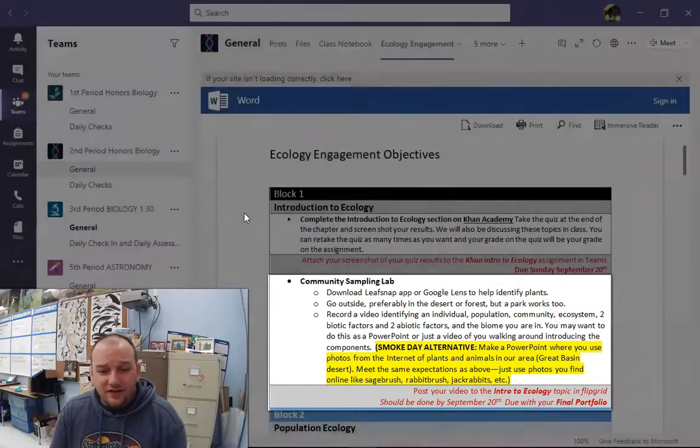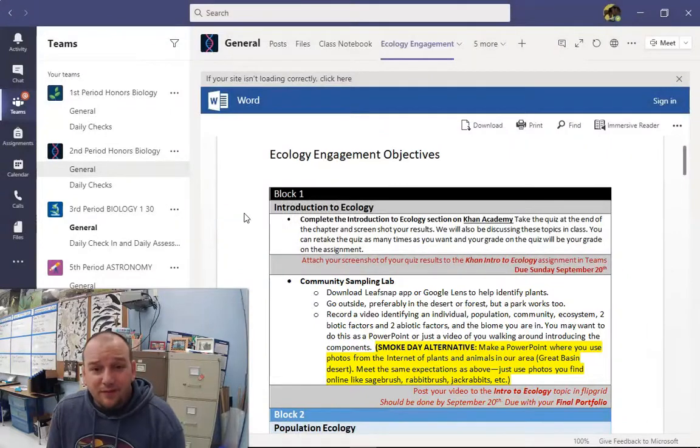Those are the expectations today, and we are putting together assignments for both the Khan Academy assignment where you're supposed to post a screenshot of your success and a space for you to upload to Flipgrid your community sampling lab. Both of these are expected to be done by the end of this week or by September 20th. The community sampling lab won't be graded until your final portfolio. It'll show up as an assignment worth 0 points, but it's just an indication of when you should have it done and also a way for you to get into Flipgrid to turn it in.